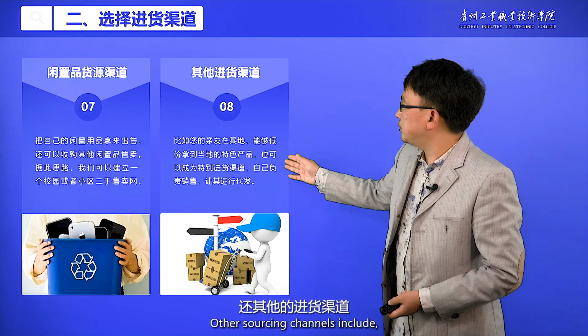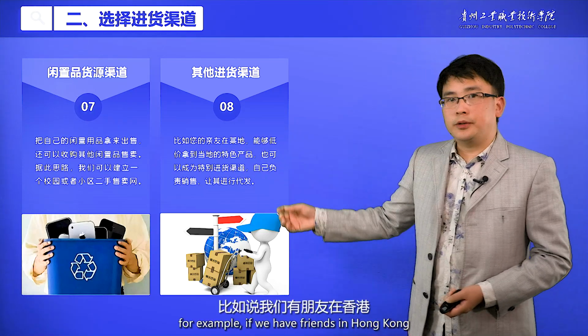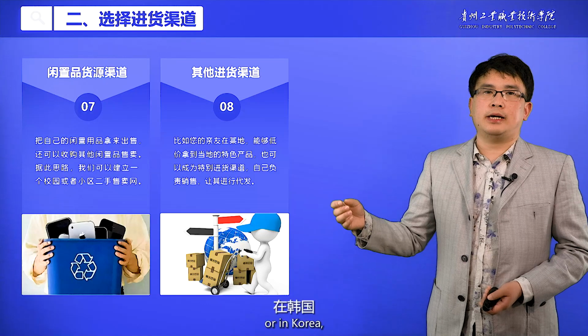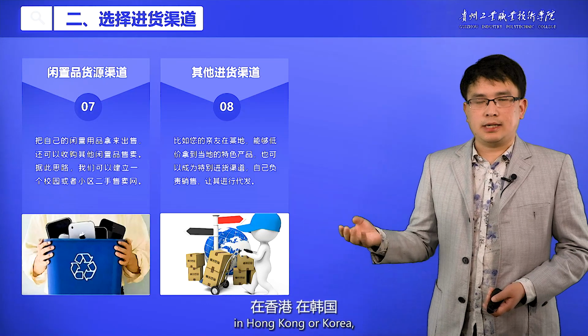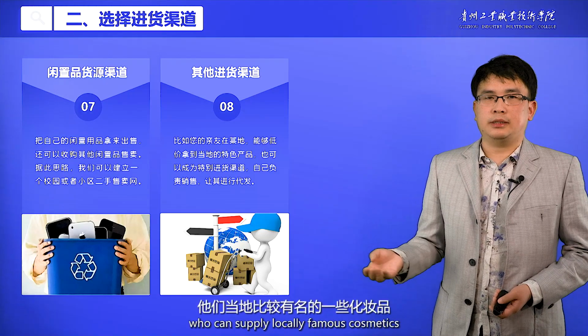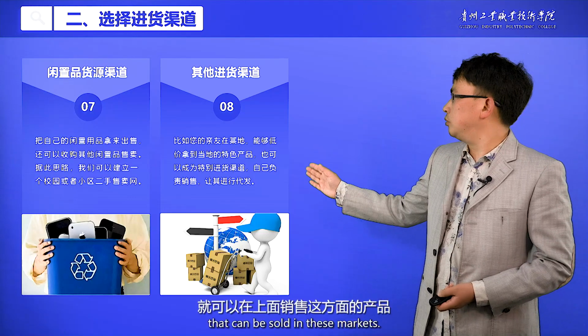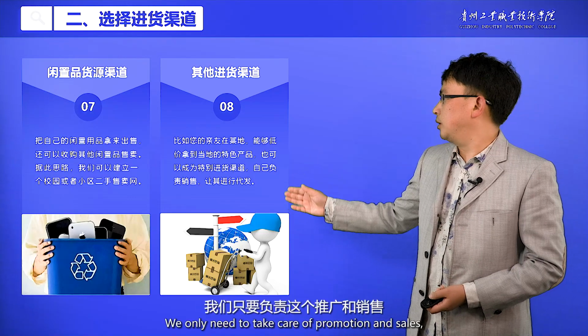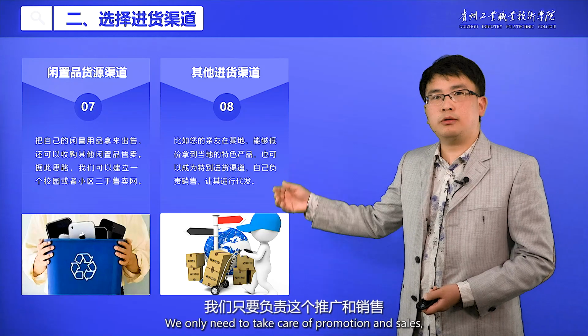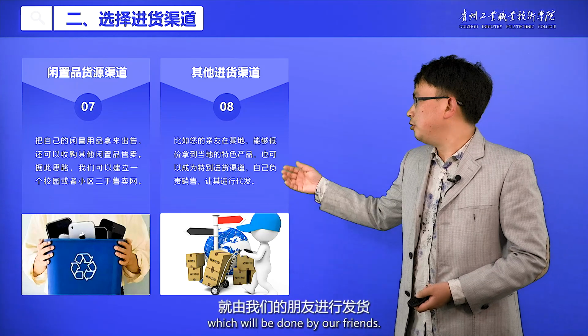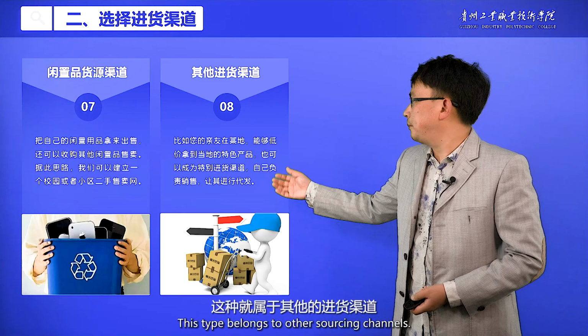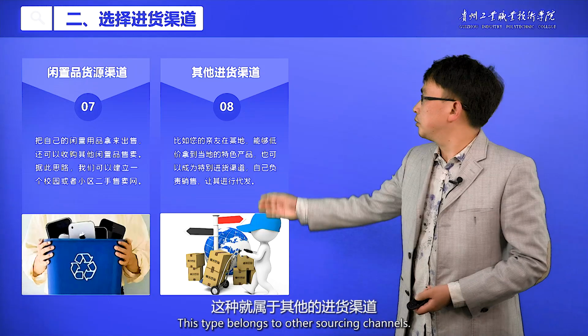Other sourcing channels include, for example, if we have friends in Hong Kong or in Korea, who can supply locally famous cosmetics that can be sold in these markets. We only need to take care of promotion and sales, and then shipping, which will be done by our friends. This type belongs to other sourcing channels.